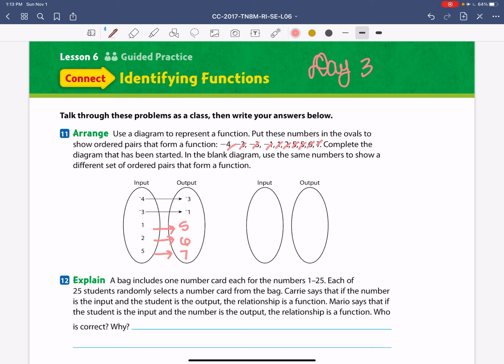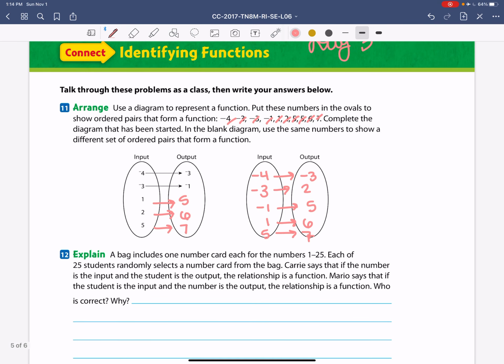Okay, and we'll do the same thing with a different one. So we'll have -4, -3 can go to -3. Then we could have -3 go to +2. Then we could have -1 going with 5, 1 going with 6, and 5 going with 7 still. So we didn't switch everything, but we swapped a few of them out. All right, and yours could be a little different, and that's fine.